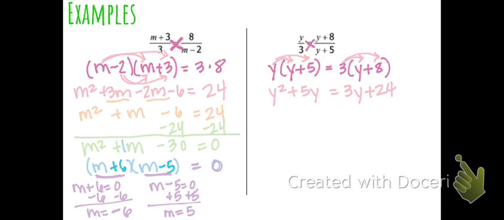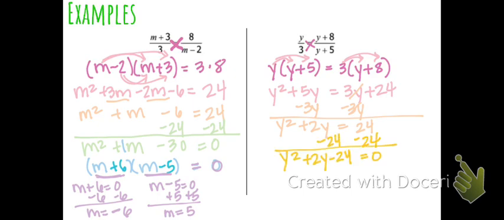Now remember, with these quadratics, if we want to solve by factoring and using the zero product property, we first need to set it equal to 0. So we need to move this 3y and the 24. You can do that in one step. I'm just going to move one at a time just to make sure it's clear. So if I move the 3y, I subtract 3y from both sides. And then I move that 24 by subtracting 24 from both sides.